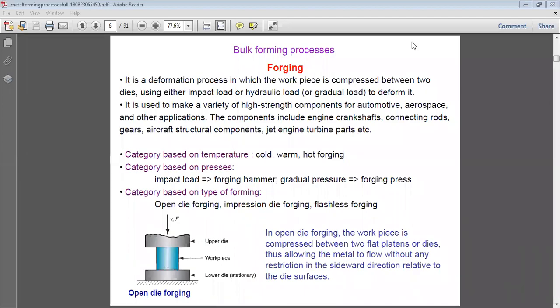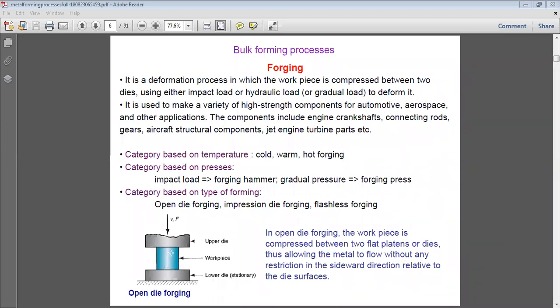Forging is a deformation process in which the workpiece is compressed between two dies using either impact load or hydraulic load to deform it. So what is happening in this case, it is also a form of a deformation process, and the workpiece is compressed into two dies as it is shown in this.